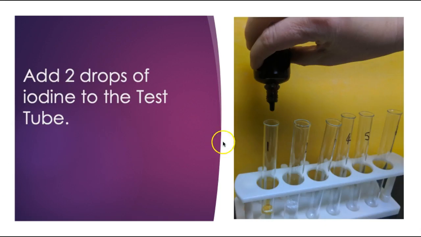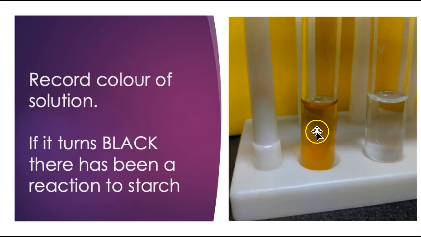Next, add 2 drops of iodine to each test tube. This is to see if it reacts with iodine. Iodine turns black in the presence of starch. If it stays brown, then no reaction has occurred. If it turns black, then it has starch in there. So this one here has not changed color, it's just brown. It would turn dead black if starch was in there. Record that down.